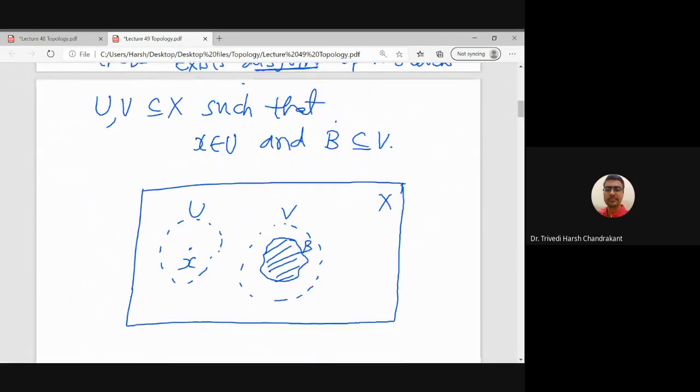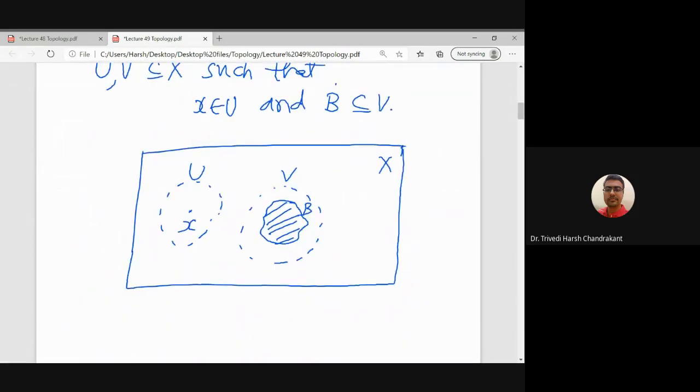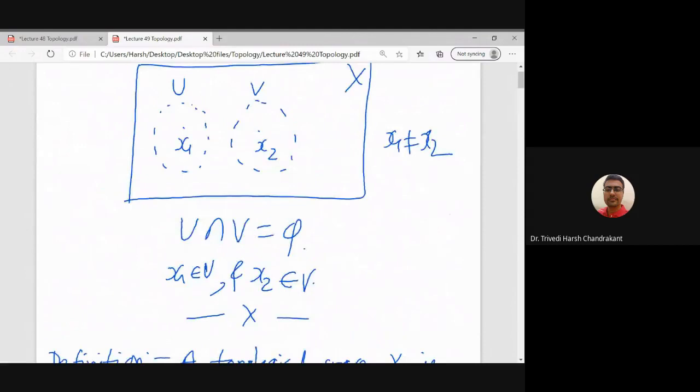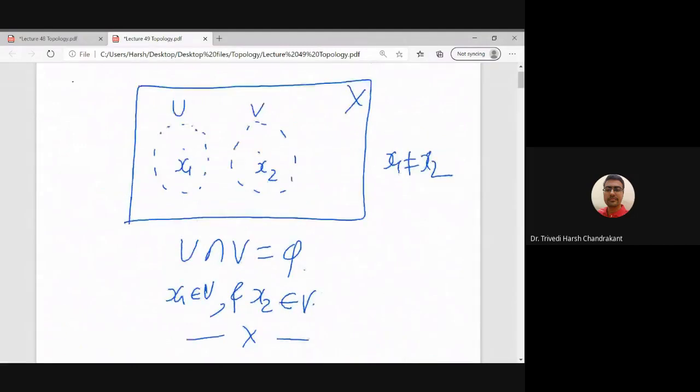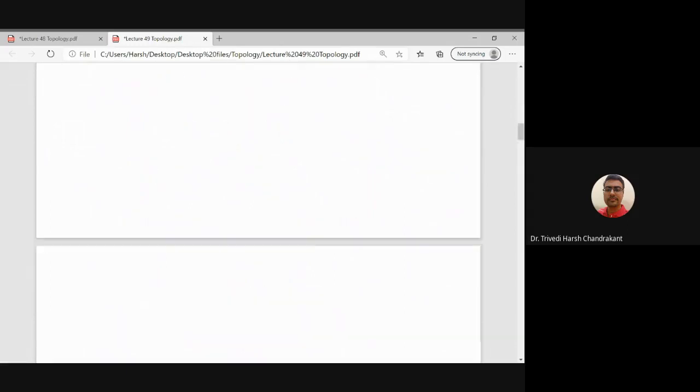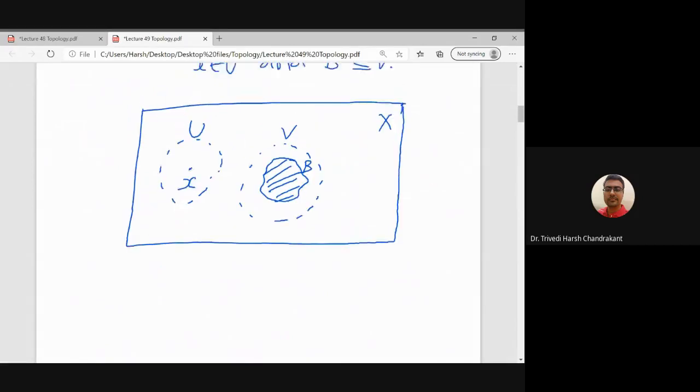So what is the difference between a regular space and a Hausdorff space? In a regular space we can separate a point and a closed set by open sets U and V, and in a Hausdorff space we can separate two points instead of a point and a closed set. So that is the difference between these definitions.